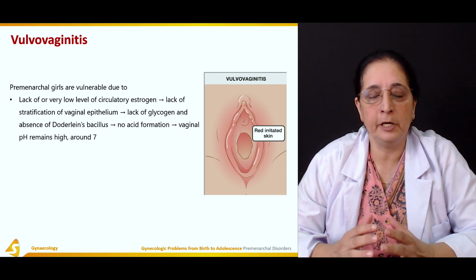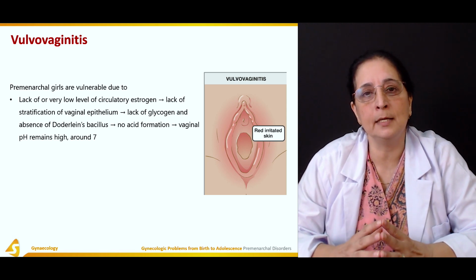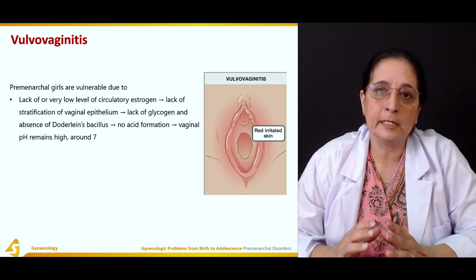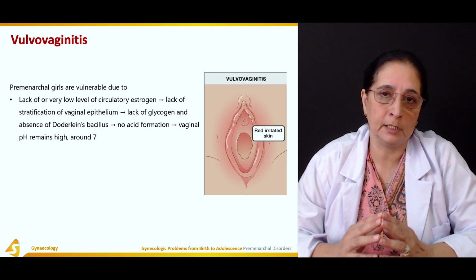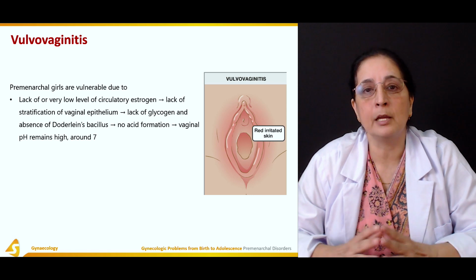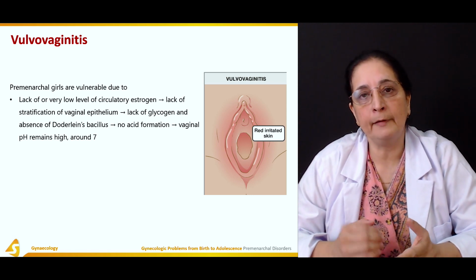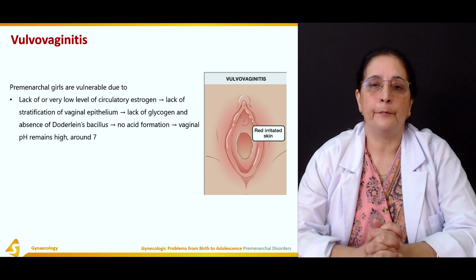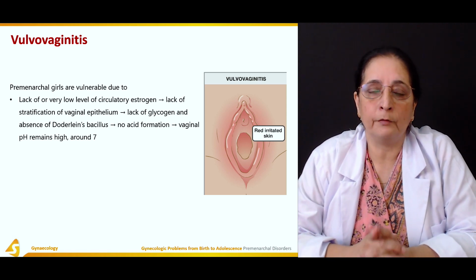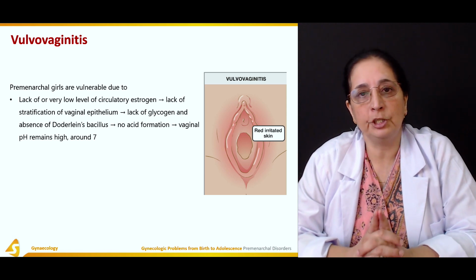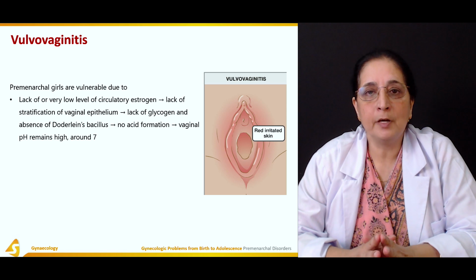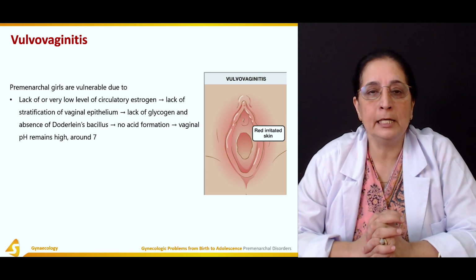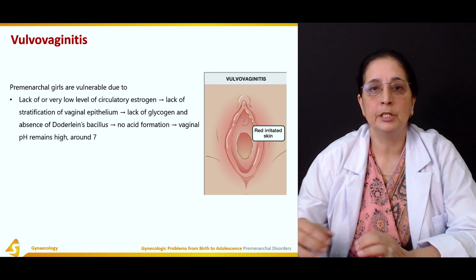7 is the high pH or neutral pH, so pH remains around 7 because of decreased production of acid. Acid also helps to prevent the infections and prevents the growth of different microorganisms. So all these factors lead to increased vulvovaginitis in the premenarchal age: decreased level of estrogen, decreased stratification of vaginal epithelium, decreased production of acid by the Doderlein bacillus, and then this can lead to high vaginal pH, which is around 7.